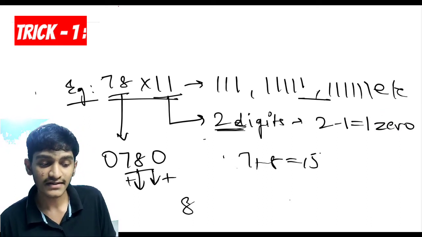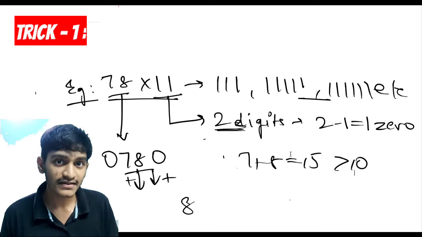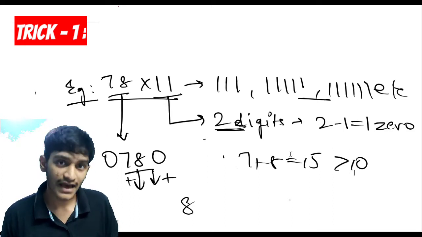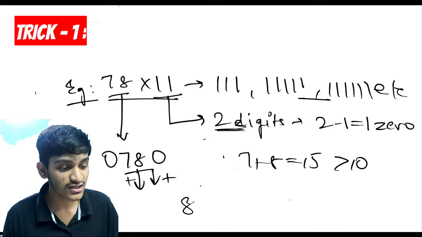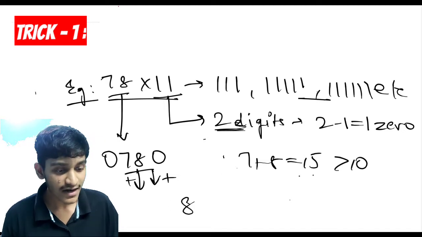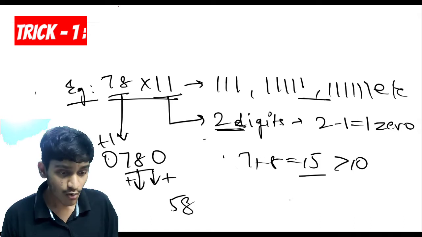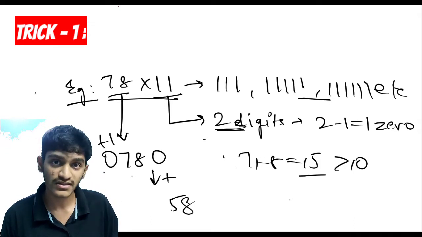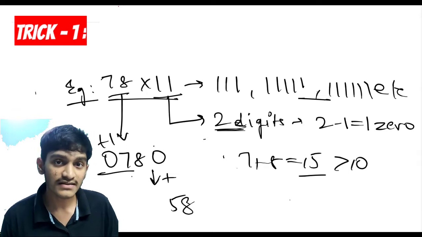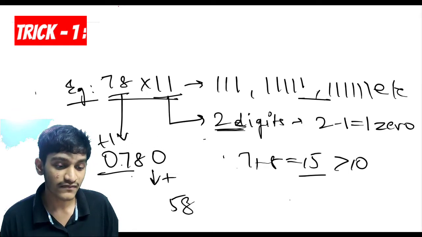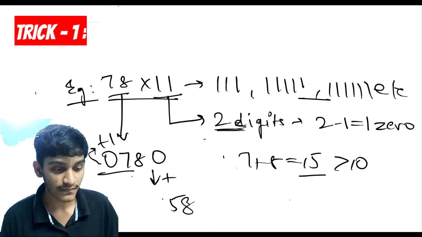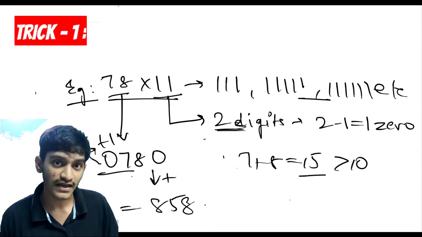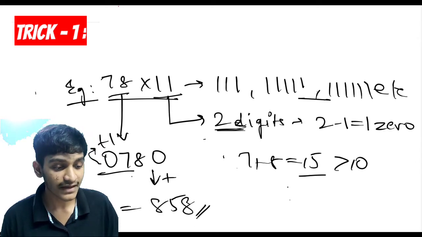But 15 is greater than 10, and any number which is greater than or equal to 10 must have a carryover, right? So just write the units digit of 15, which is 5, over here, and add the carryover 1 to the next place. Now I'll move on to this part, 0 and 7, and add them. 0 plus 7 is 7, and 7 plus the carryover 1 is 8. So I write 8 over here. So my final answer is 858, which is the multiplication of 78 times 11.